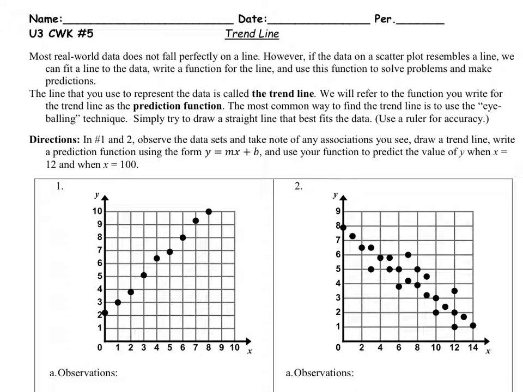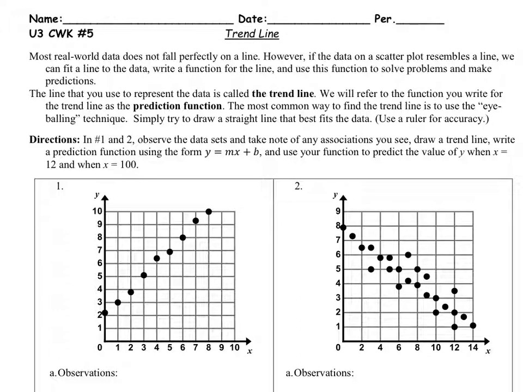The line that you use to represent the data is called the trend line. We will refer to the function you write for the trend line as the prediction function. It's just an equation there. The most common way to find the trend line is to use the eyeballing technique, which is why we get different answers for these. But there is a formal way to do it. We're just not going to do it here. You probably won't experience that in high school either.